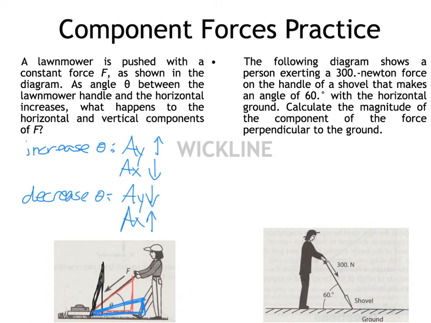And in the next question, it has this very oddly dressed man. I don't know if he's a gravedigger or exactly what's going on, but he's exerting 300 newtons of force along this vector towards the ground, and the angle that the shovel is making with the ground is 60 degrees.